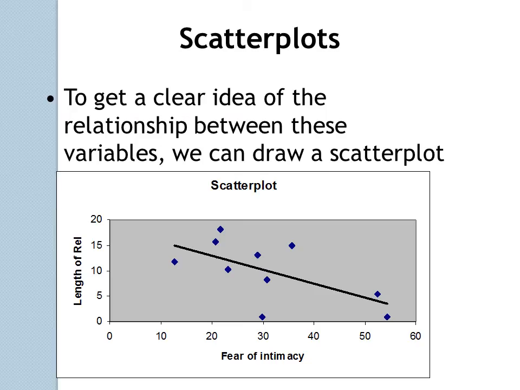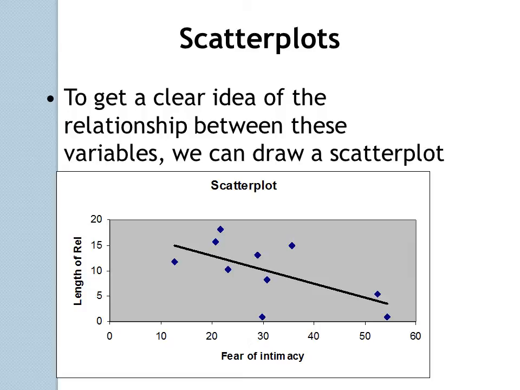Now we can take that same data and plot it onto a scatter plot, and this really allows us to get a visual representation of the relationship between those two variables. On the scatter plot, the x-axis is labeled fear of intimacy, and the y-axis, the vertical axis, is the length of the relationship. There are a number of blue dots here. Each dot represents a single participant, and it represents the relationship between that participant's scores on the two variables. It's where those two variables are intersecting, so to speak.